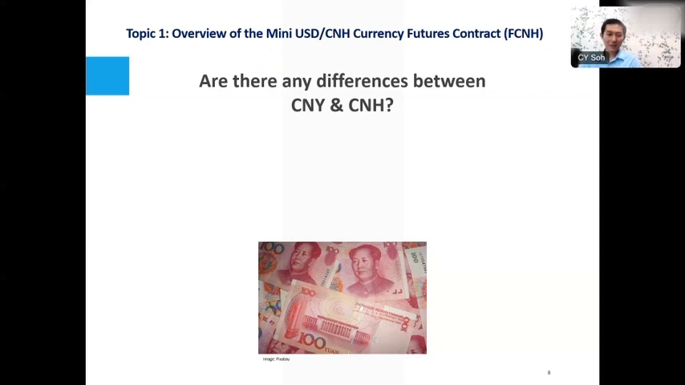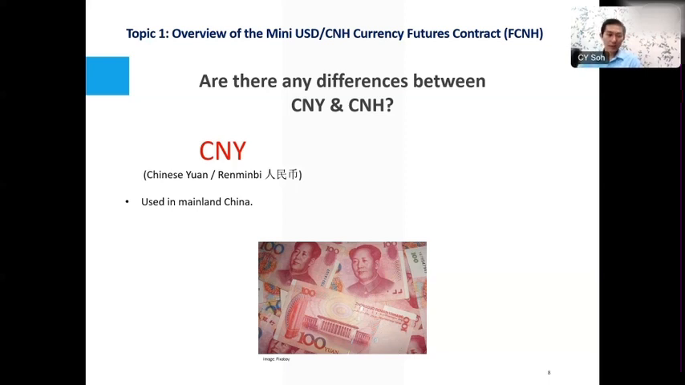So of course, this CNY here does not stand for Chinese New Year, all right? It stands for Chinese Yuan. In other words, sometimes we call it renminbi. So when we mention renminbi, it's actually the direct translation from Mandarin. However, when we call it CNY, it is what we call an English translation. So CNY, in short, is the Chinese Yuan, or in other words, we mention it as renminbi.